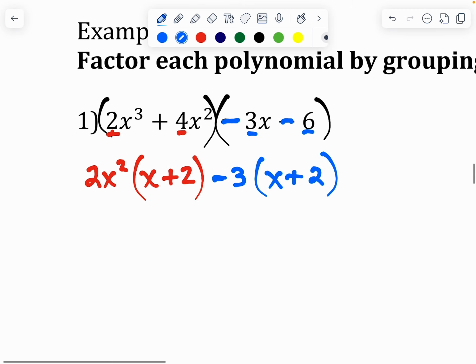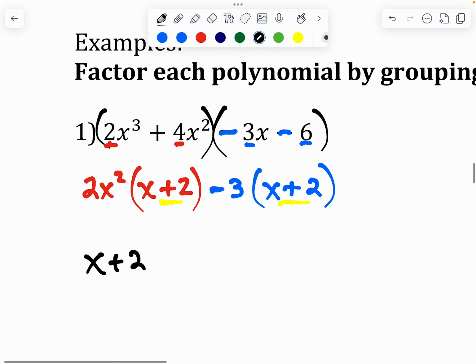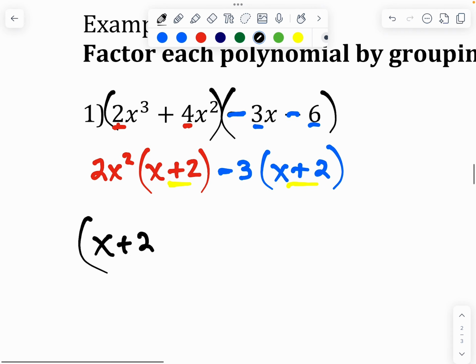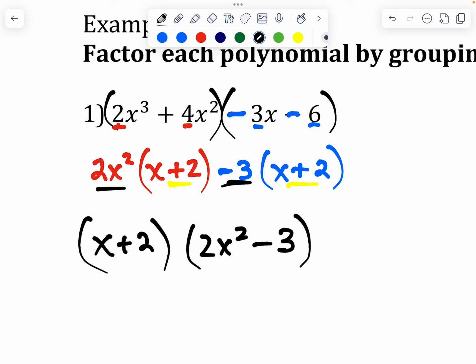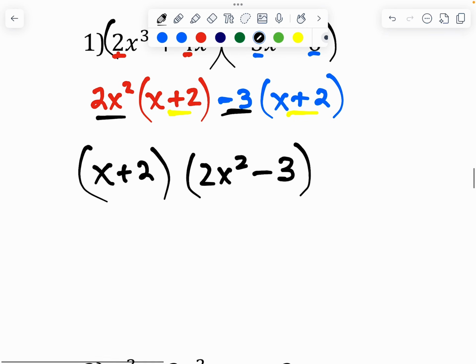Now I'm going to look to see, do these two match? If they match, write it out front. We're good. I'm going to write that as my first factor. Okay, x plus 2. Then I'm going to write what's left. So what's left is 2x squared minus 3. Okay, x squared was my GCF.